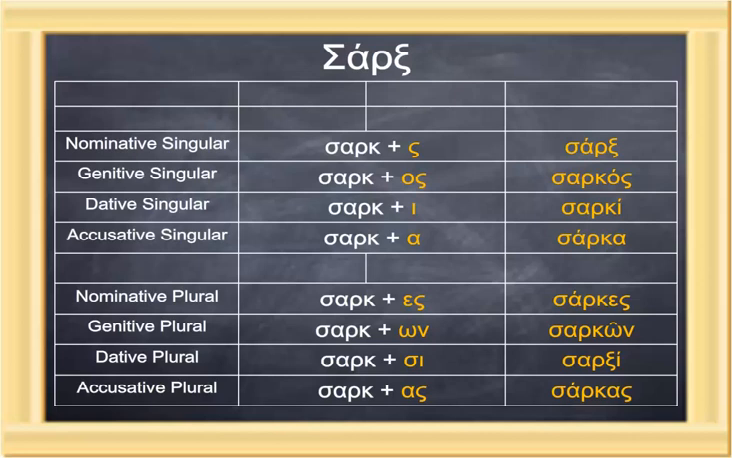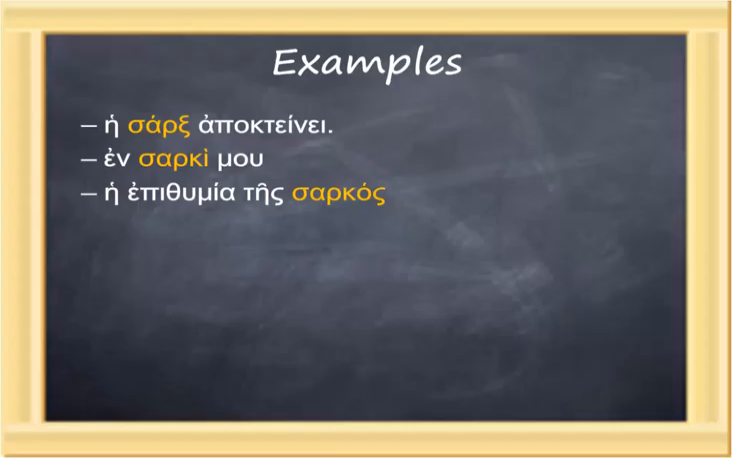Notice in the genitive and dative of both numbers, the accent moves to the right, to the final syllable, to the ultima, and in the genitive plural becomes a circumflex. Let's look at a couple of examples.